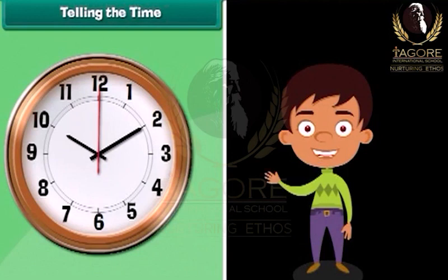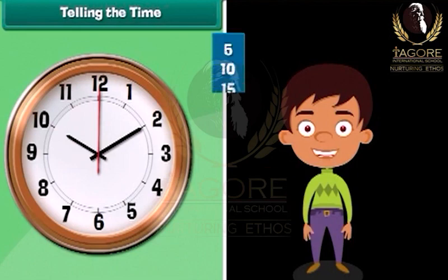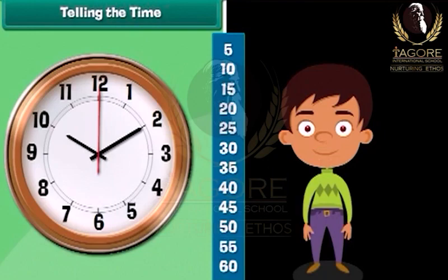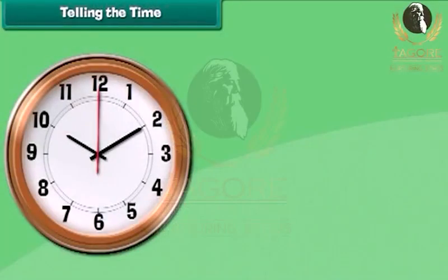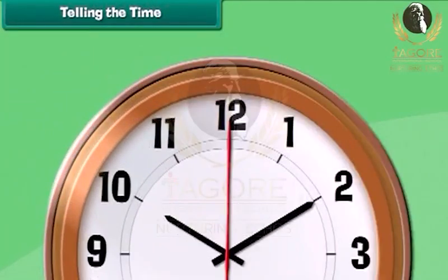Let us now learn to read time. Do you all know the table of 5? Let's revise it. The table of 5 is displayed on screen. You can read the time easily if you know the table of number 5. The minute and hour hand are read differently.